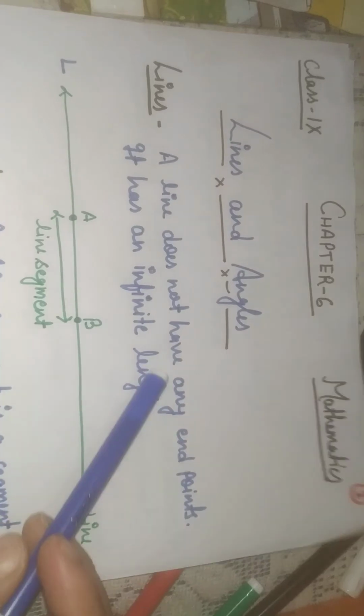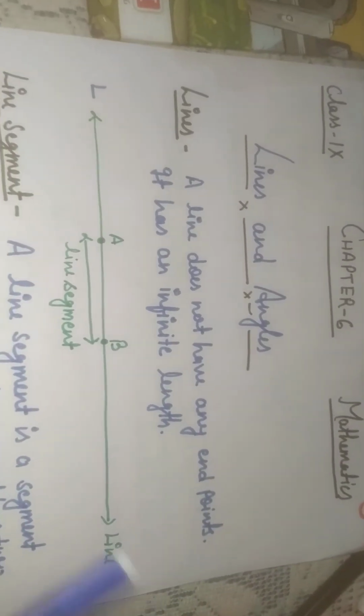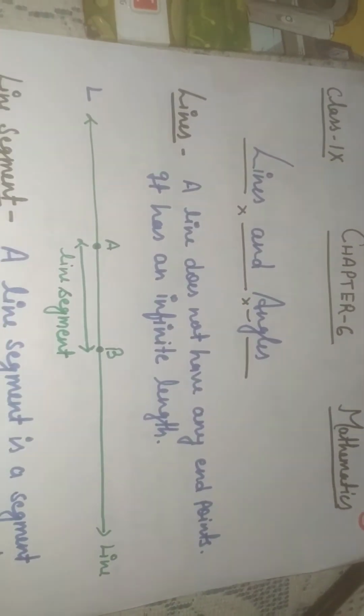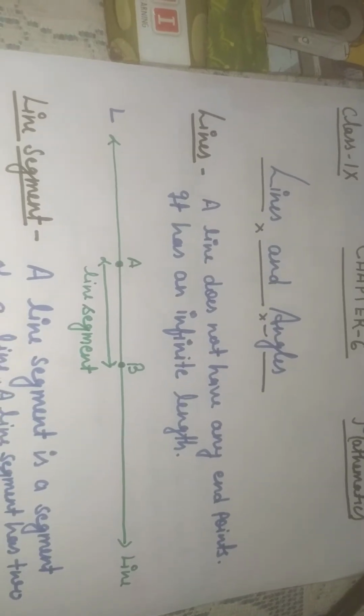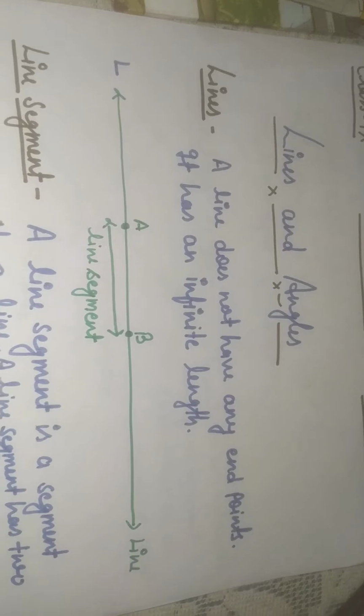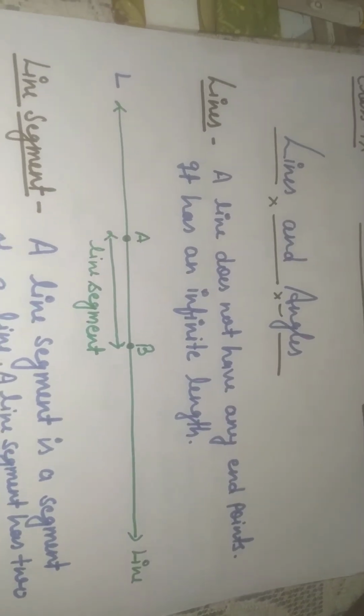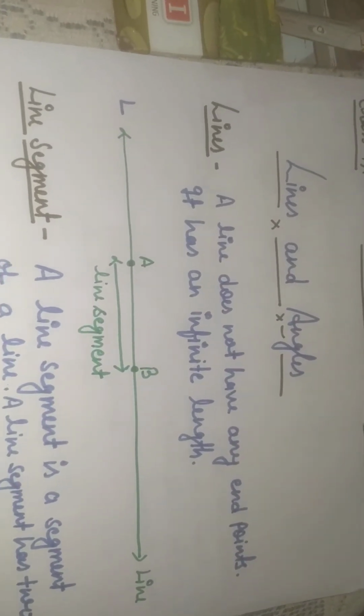Lines. A line does not have any endpoints, you know that. It has an infinite length. The length of any line is not fixed. Suppose that is a line L and we can extend it infinitely. It depends on us.